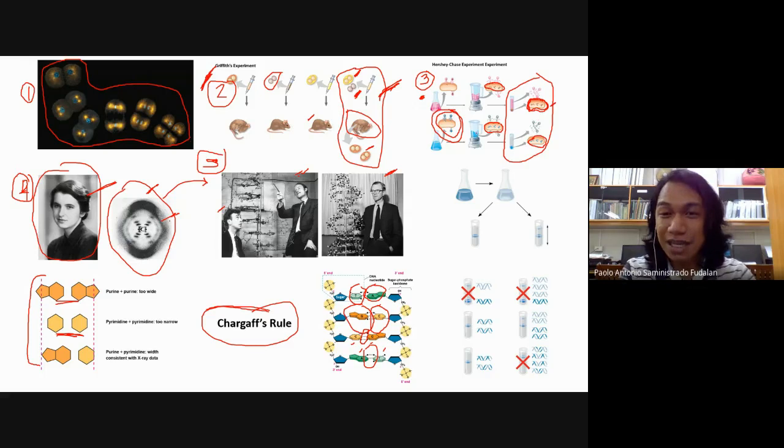So lastly, we ended with this. This is Meselson and Stahl's experiment on DNA replication. Okay, I don't want to detail anymore what they did. But what did they find out? How do we call the model of DNA replication? We have three choices. We have conservative, we have semi-conservative, and then we have dispersive. So which one is which?